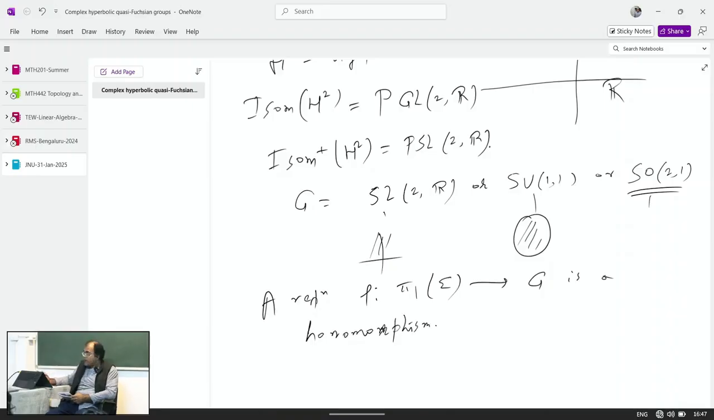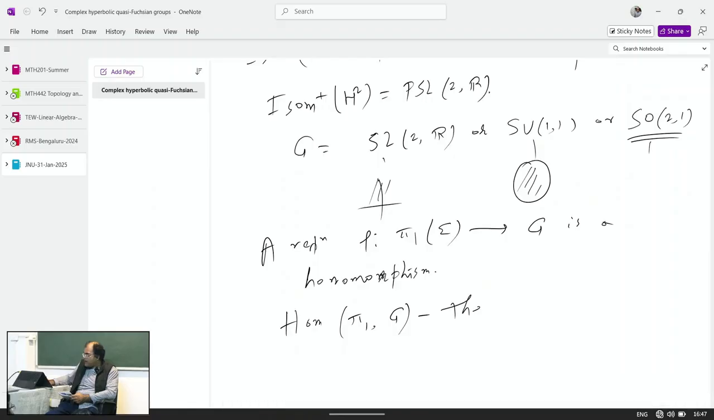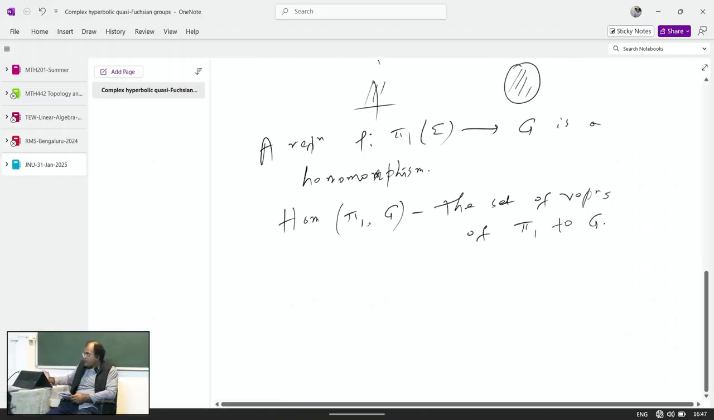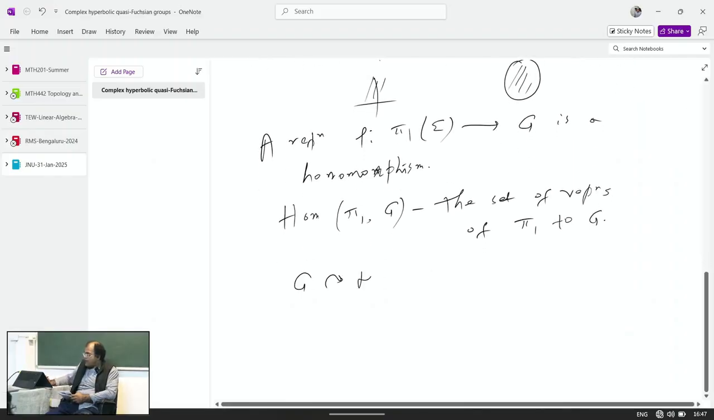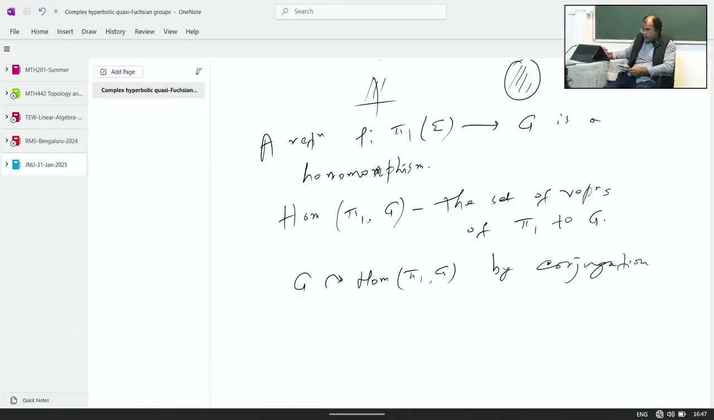Okay. So now you consider Hom(pi_1, G), the set of representations of pi_1 to G. The group G acts on Hom(pi_1, G) by conjugation. Okay, so we are interested.